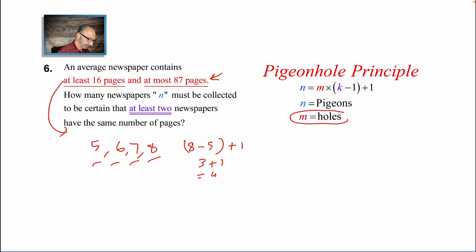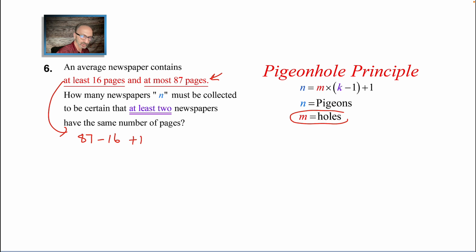Going back to the problem, let's take this off. And you could double check. What I'm trying to say is 87 minus 16 plus 1 will give me the total number of pages for newspapers. And that is 71 plus 1, which is 72. So that's 72 different numbers of pages we have.